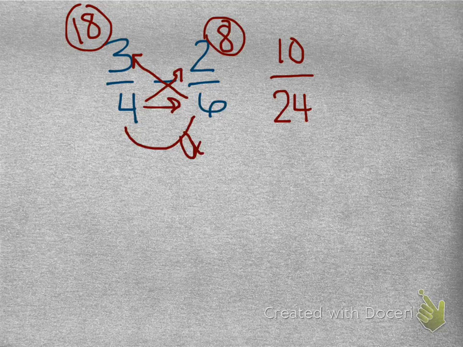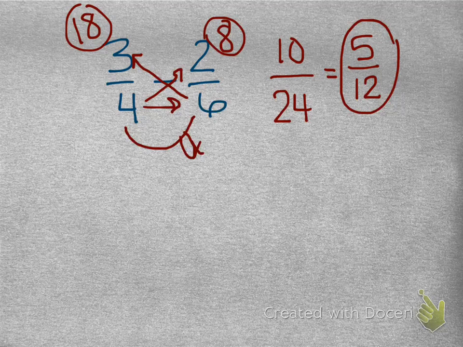Now a few of you left your answer like this, and I gave you credit, but you actually need to reduce the fraction. So they can both be divided by 2. 10 divided by 2 is 5, and 24 divided by 2 is 12. So the final answer should have been 5 over 12.